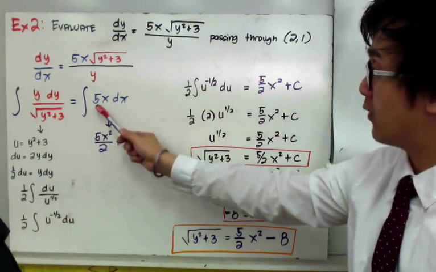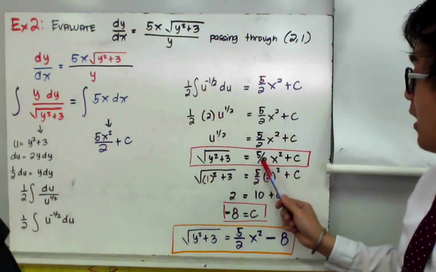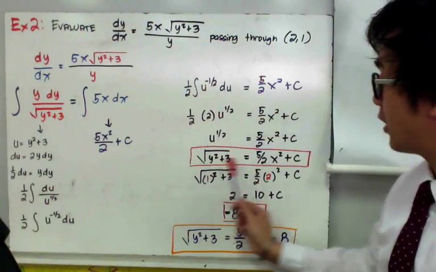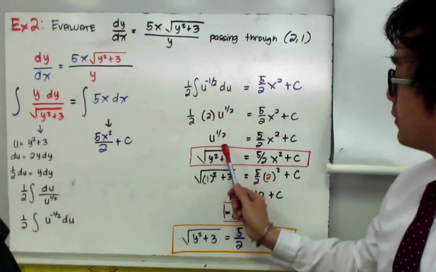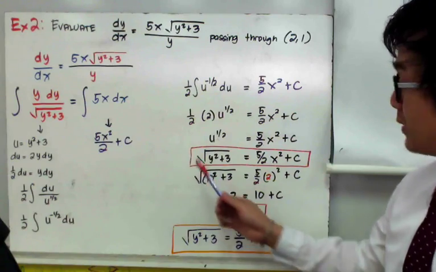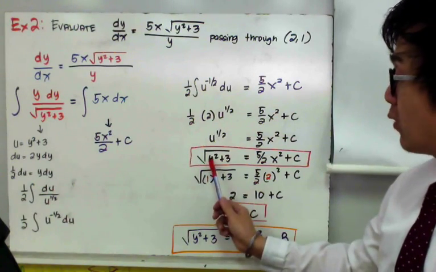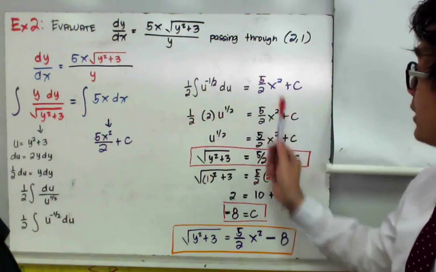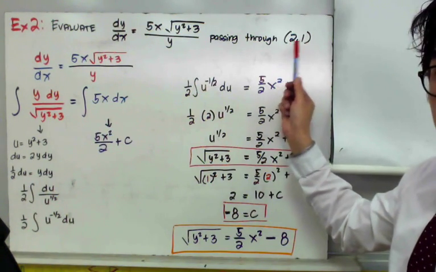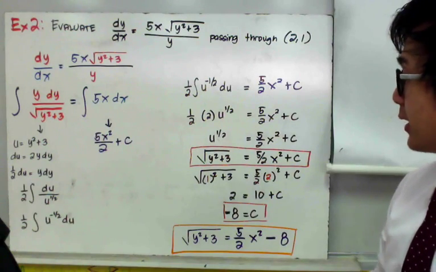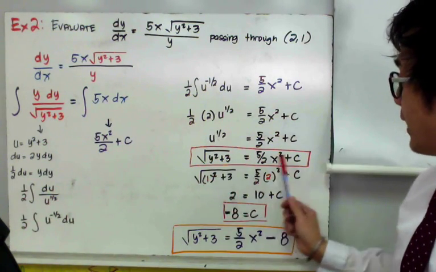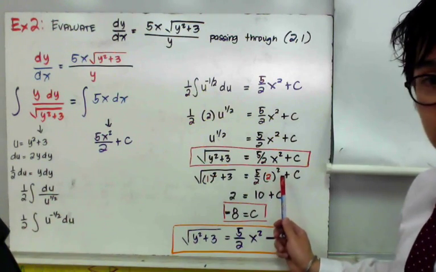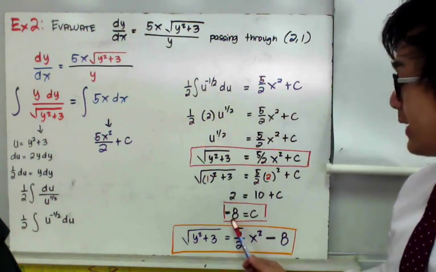And the integral of 5x dx will give us 5 over 2 x squared plus c. So now that we have our function, to find the constant c, we need to replace y and x by 1 and 2 respectively. So y becomes 1 and x becomes 2, and by simplifying this function, we'll be able to find the constant c, which will give us negative 8.